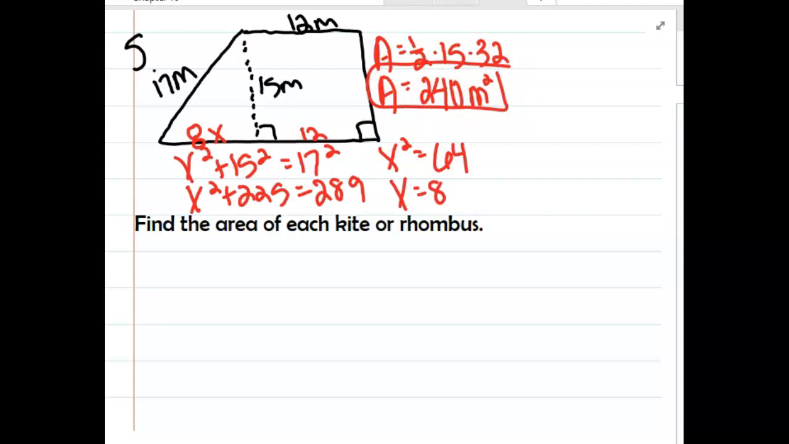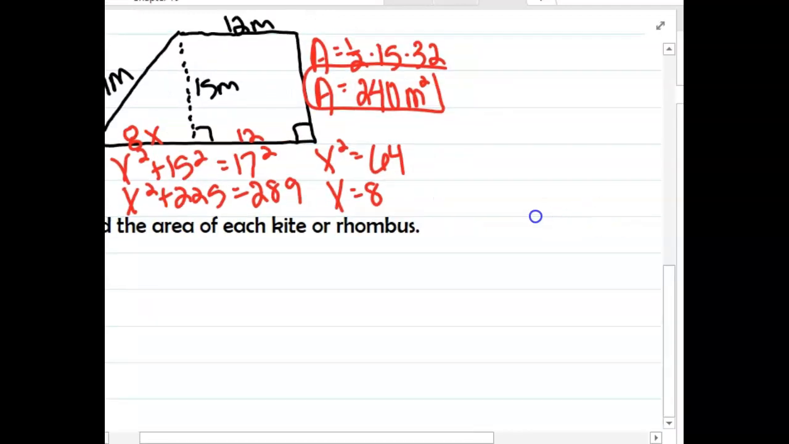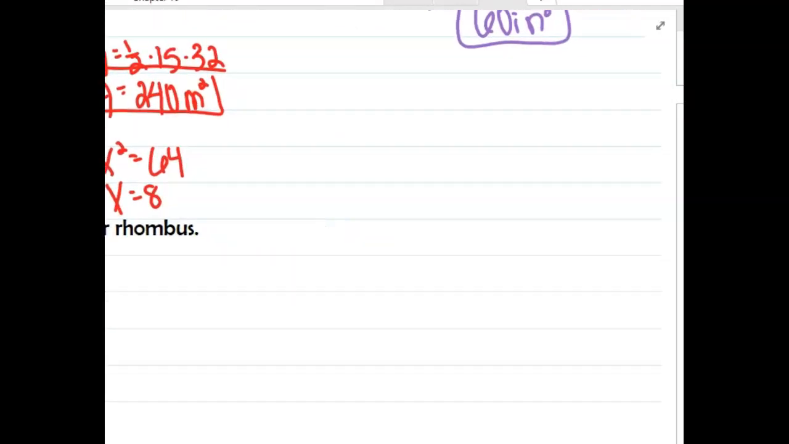Okay, we're going to do one more trapezoid. I'll tell you, the trapezoids are the trickier ones. Not because the formula is tricky, it's just finding the information that you need. The heights and rhombuses are pretty simple. Let's do one more. Okay, number 6.